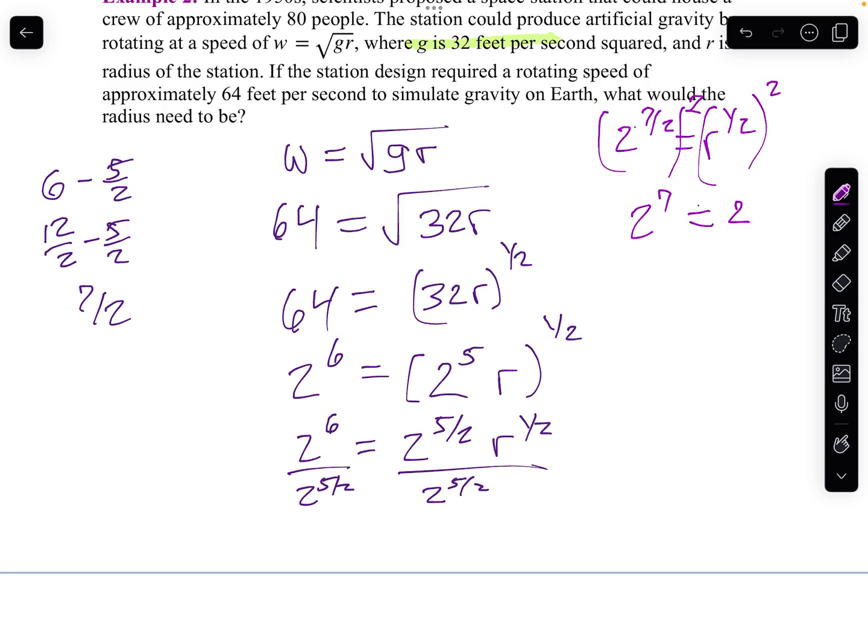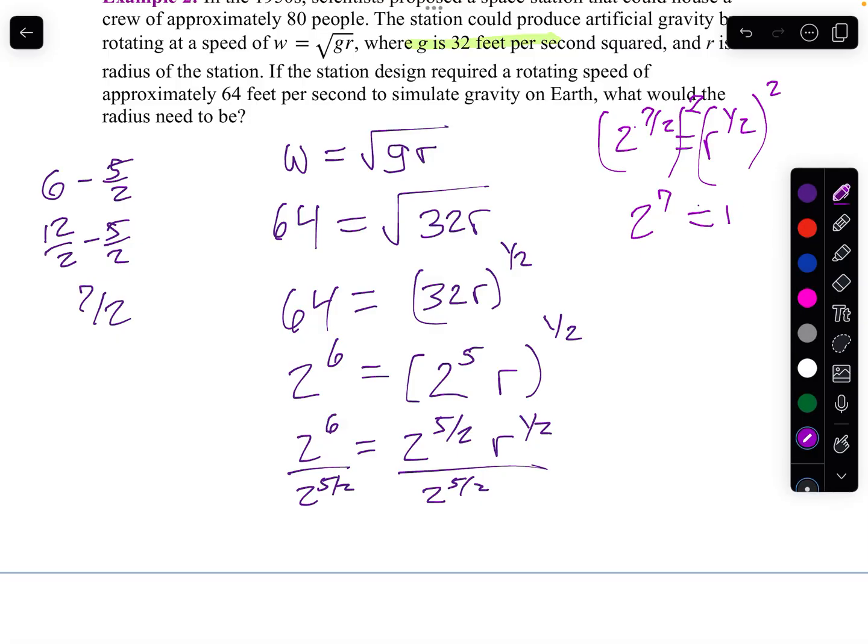At this point, let's use our calculator. 2 to the 7th power is 128. I put 2, I meant R, sorry about that. So R equals 128. That would be the radius of your space station. Think about that. That's not very big, is it? 80 people in a circle with a radius of 128 feet, they'd be on top of each other.